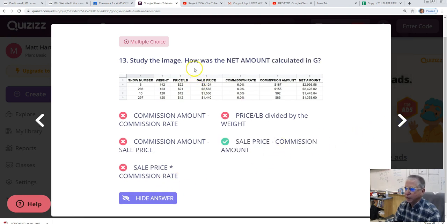Question 13. Study the image. How was the net amount calculated? This is the amount that the seller actually receives after selling the animal and paying the commission amount. What's left over belongs to the seller. So we're going to have to subtract the commission amount from the sale price. Well, there it is right there, already selected. Sale price minus the commission amount.